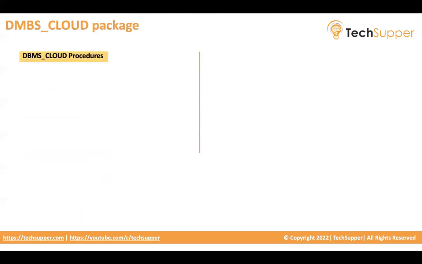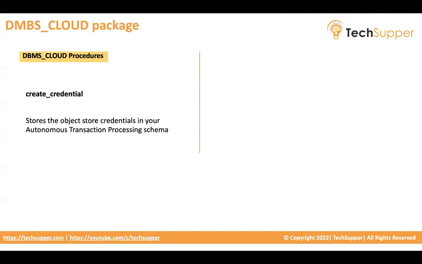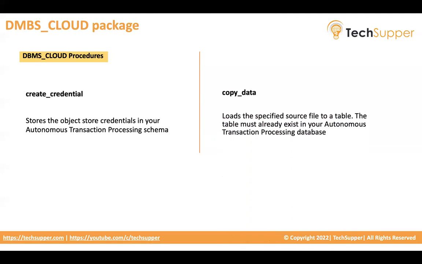This package has two different procedures. One is called CREATE_CREDENTIAL. That will store the object storage credential in your ATP schema, because first of all, you want to create a connection. So this CREATE_CREDENTIAL procedure allows you to store your object storage credential in the ATP schema, and the same credential will be used in the COPY_DATA procedure, which actually allows you to upload the data from a file to a table. But you have to make sure the table already exists in your Autonomous ATP database.